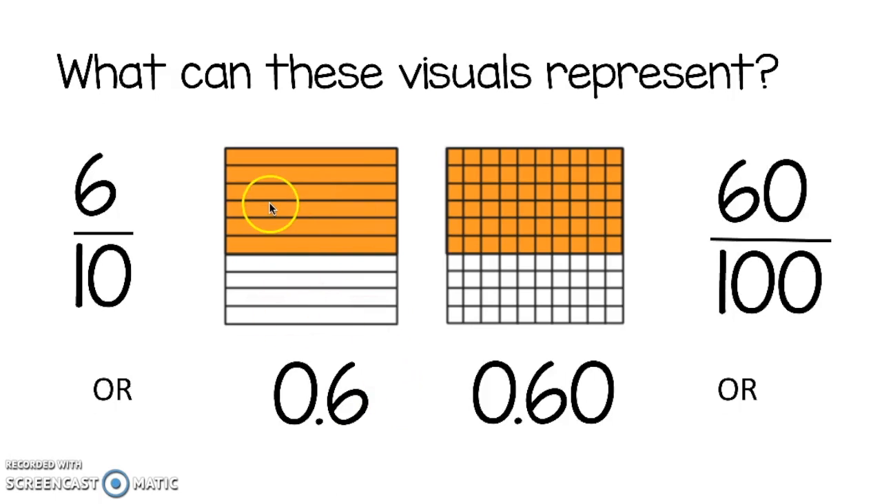When you take a look at these visuals, the one on the left can be represented as 6/10 in a fraction or 0.6 written as a decimal. The one on the right could be 60/100ths written as a fraction or 0.60 written as a decimal, and these are actually totally equivalent. The only difference is each of these base 10 tenths has been divided into 10, making them hundredths.